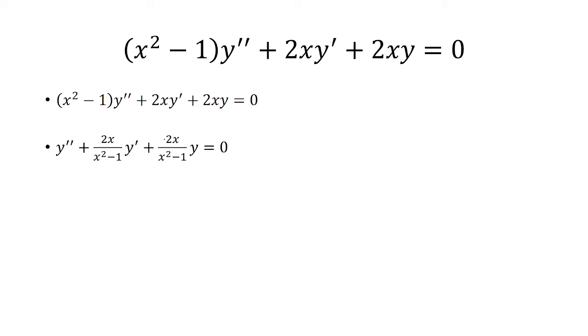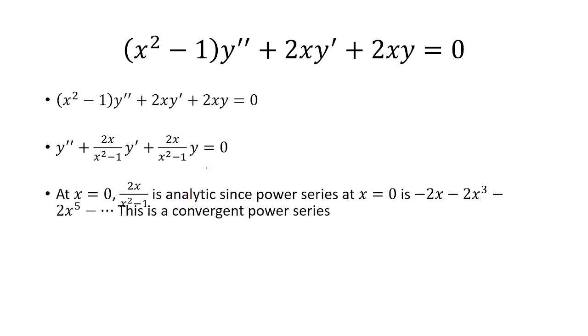Okay, so now let's talk about the radius of convergence. So I'm going to divide both sides by x squared minus 1. And so here we see that at x equals 0, 2x over x squared minus 1 is going to be analytic, since the power series at x equals 0 is of this form, which is a convergent power series.